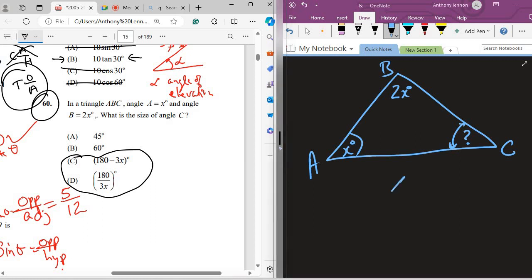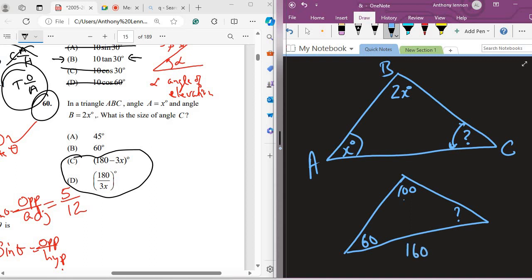So for instance, let's use some regular numbers because some people don't like to see algebra in letters. If one angle is 60 and one is, let's say, 100, what is this angle? Well, we want 180, right? So we add 100 plus 60 and get 160. Then we ask, how much more do we need? We subtract the 160 from 180 to get the remaining amount, the 20 degrees, right?